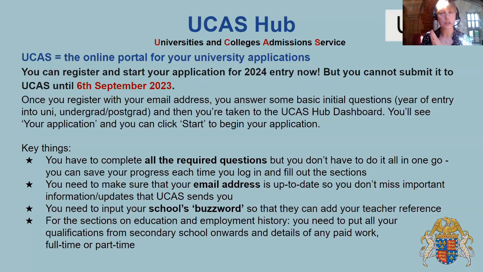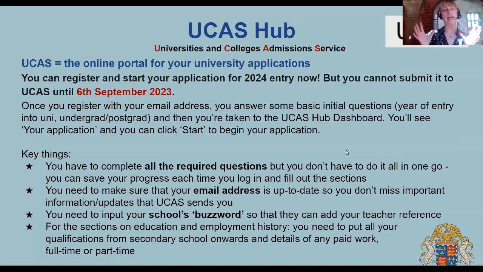Once you have registered on UCAS with your email address, you need to answer some initial questions. So things like whether you're an undergraduate or postgraduate, what you're applying for, basically the degree level, and also year of entry. And then you'd be taken to your own UCAS Hub dashboard, as it's called, and you need to click Start to begin your application. Some key things to remember: you have to complete all of the required questions, but you don't have to complete them all in one sitting, as it were. You can save your progress each time you log in and fill out sections, and then it will save and you can come back to it.